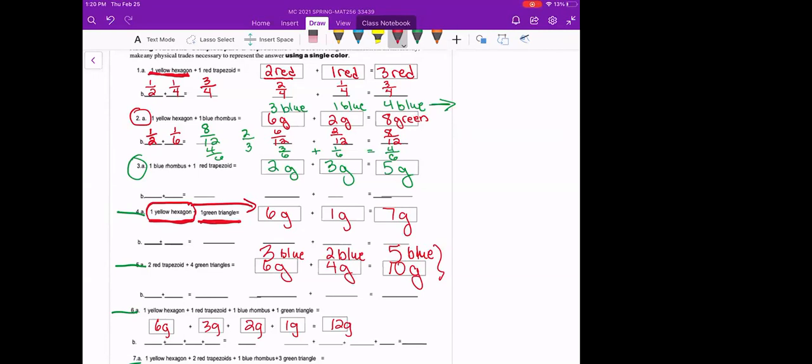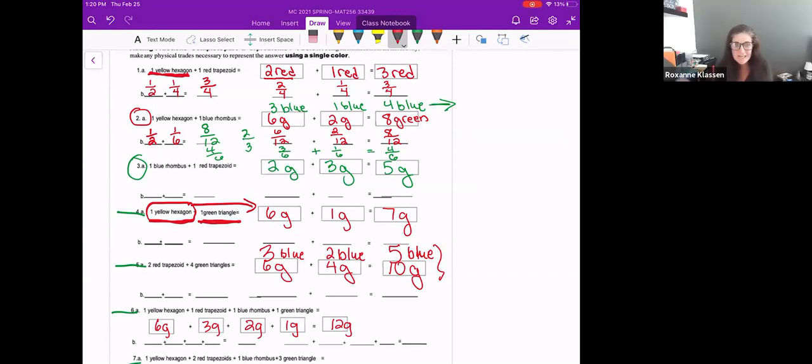Because you're just adding more copies of that. Yeah, the pieces aren't changing again, right? You still have green triangles. You're just adding more copies of those green triangles.